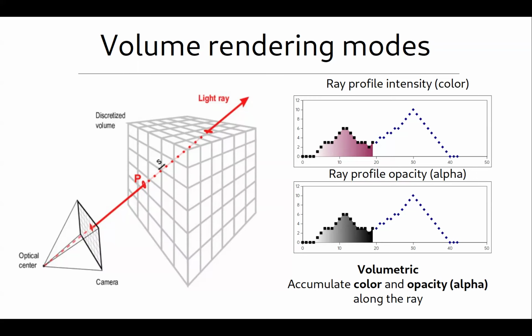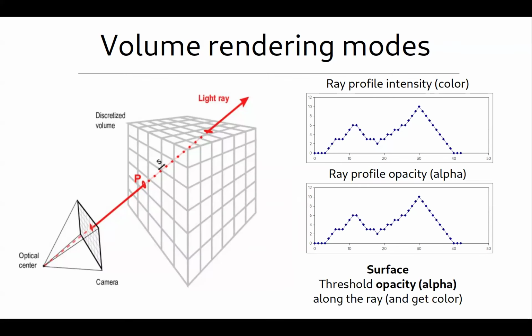But the important thing to realize is that if for maximum intensity projection we mapped our voxel intensity values only to color, now we also need to map these values to opacity. So we need to say what we think opacity, or transparency, should be.